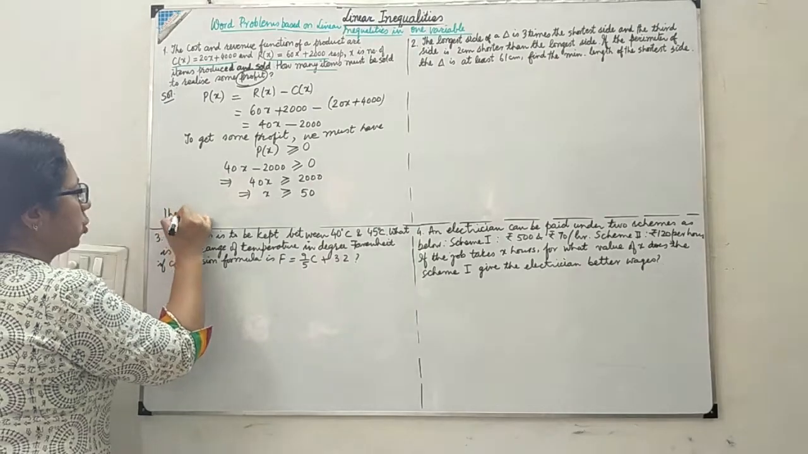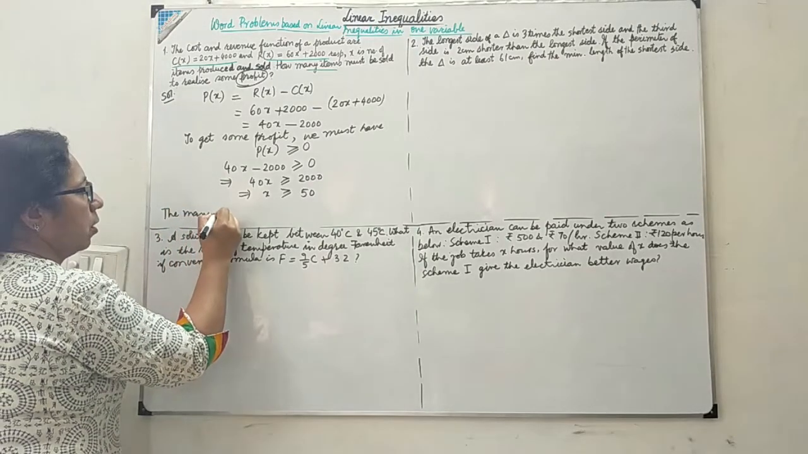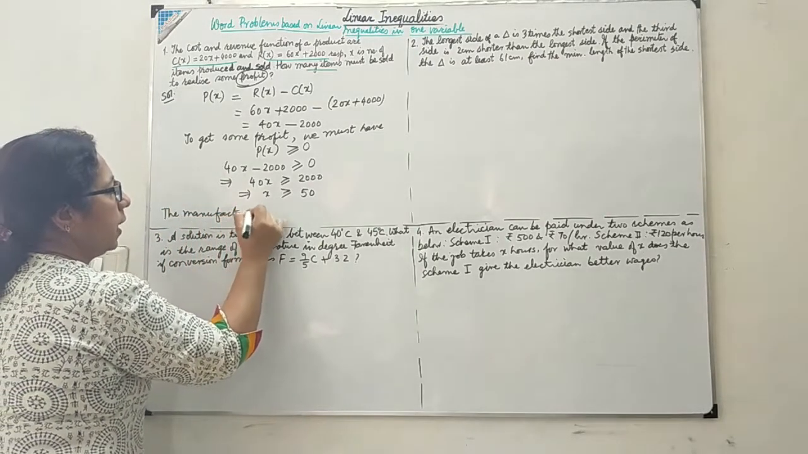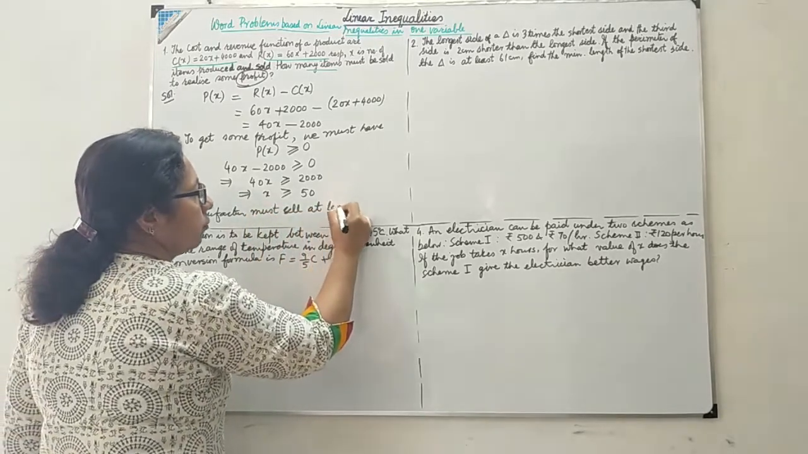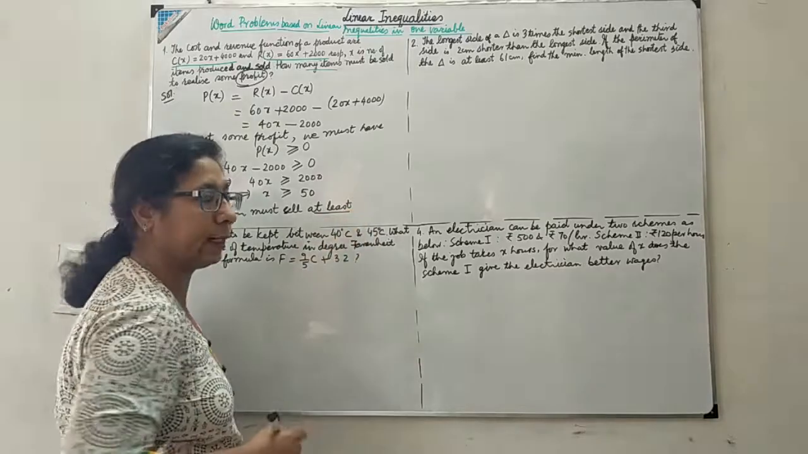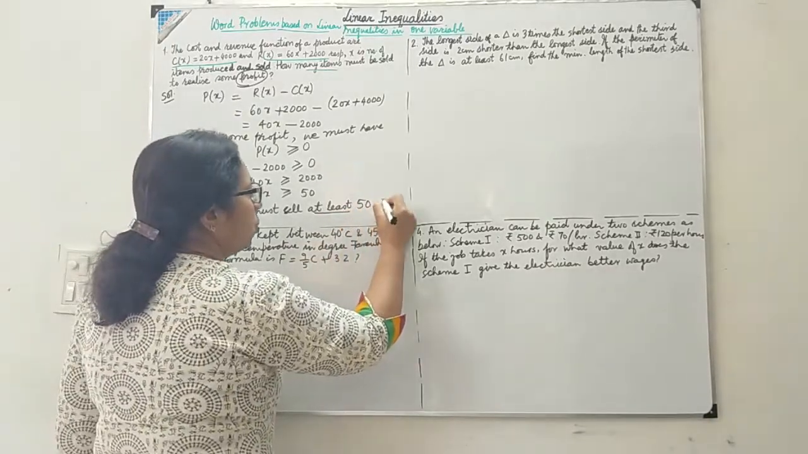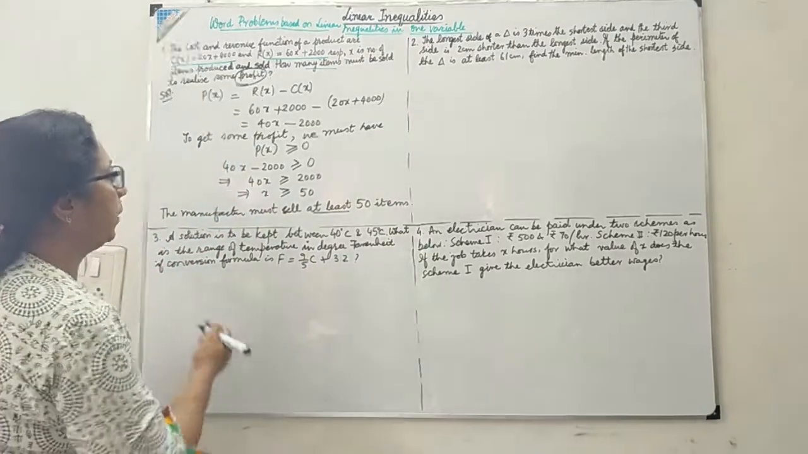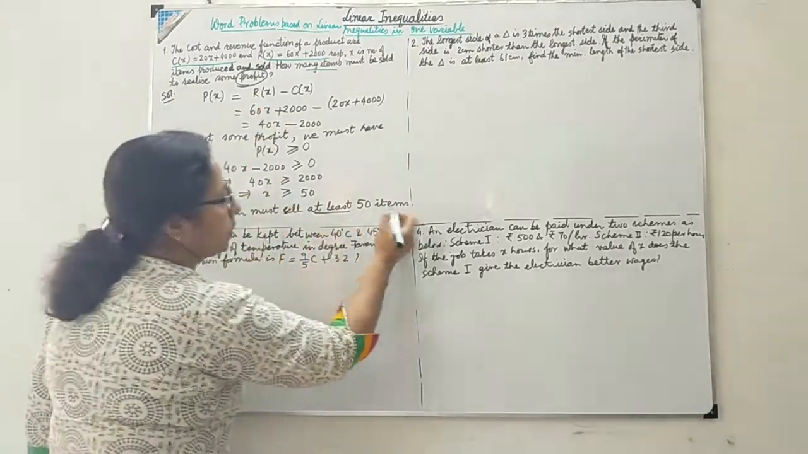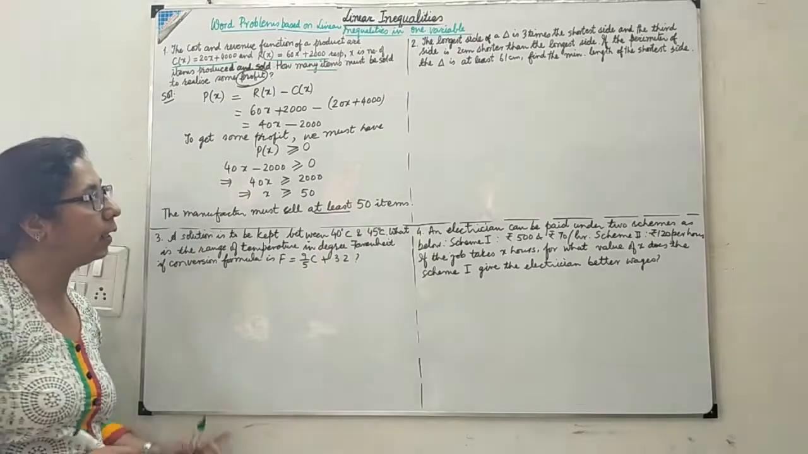So the manufacturer must sell at least 50 items. I am using the words at least, so that if we take any number of items more than that, we will be getting the profit. At least 50 items we have to write in the answer.